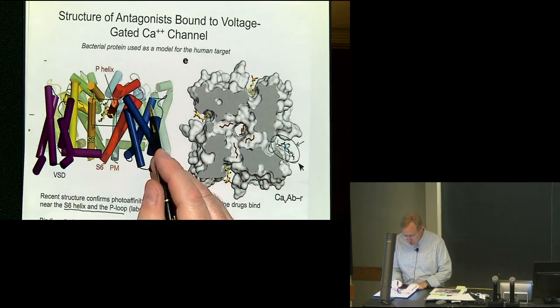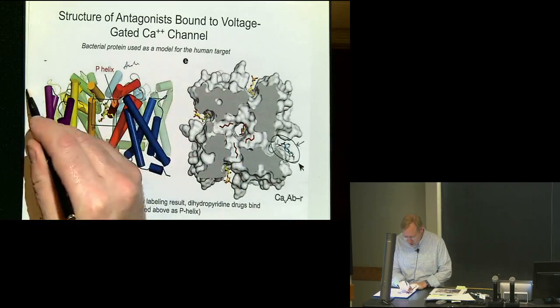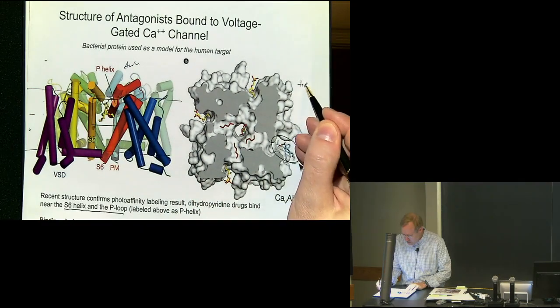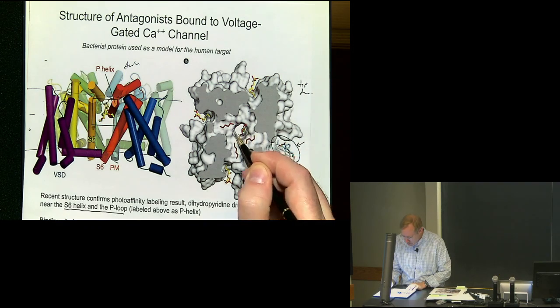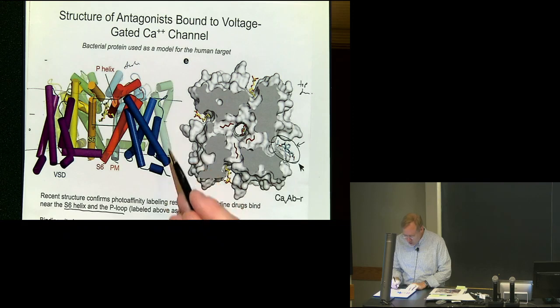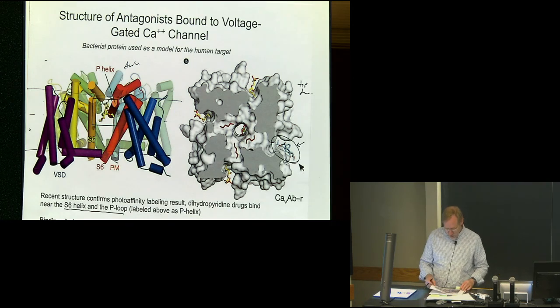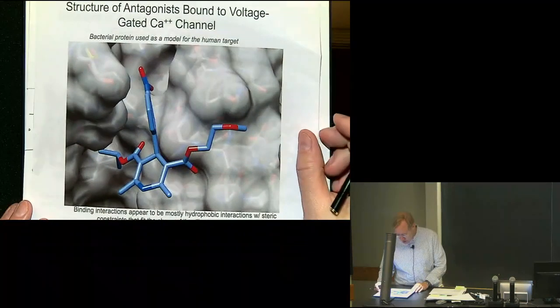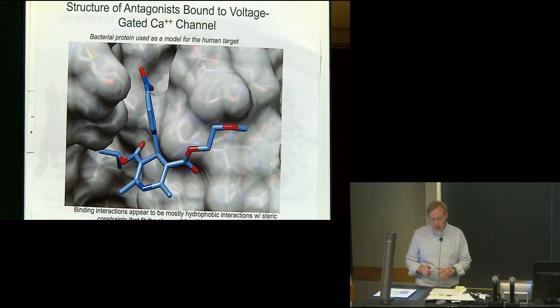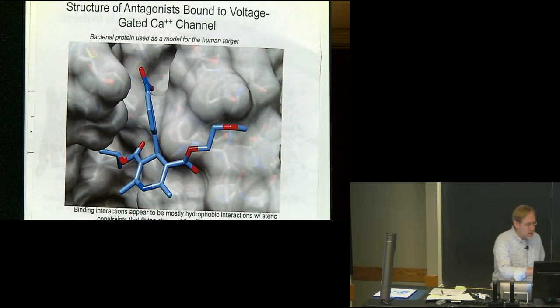So here's sort of a side view in the plane of the membrane. Here's kind of a top-down view. Here's where the calcium ion channel is in the middle. You can see it kind of binds here in the plane of the membrane, where the lipids normally pack. So it makes a lot of hydrophobic interactions, and there are a lot of steric constraints that fit the exact shape of that pocket. Let me pull this up.